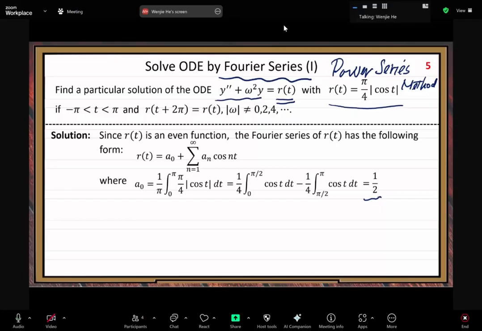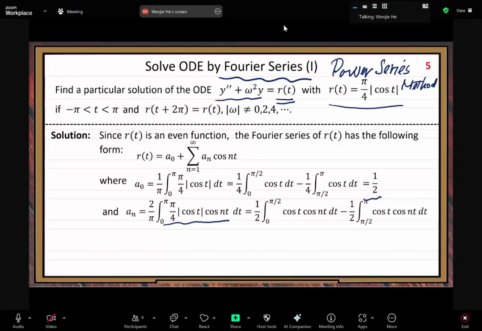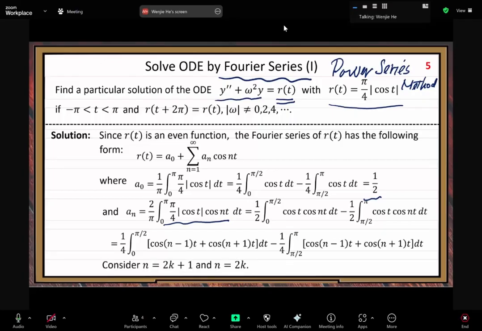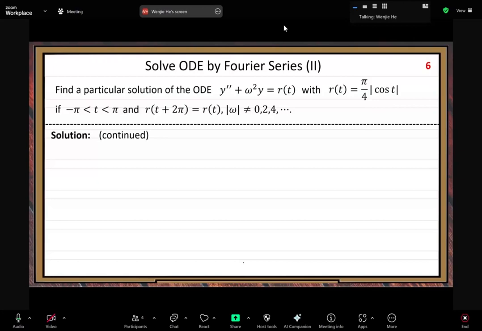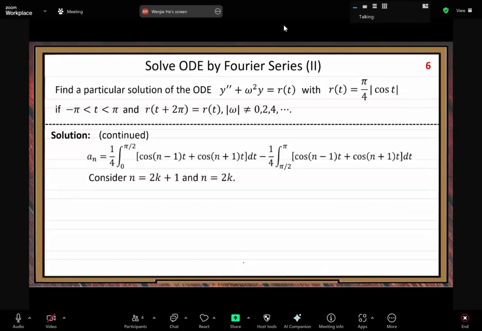Then for all the other A coefficients, we apply the formula here. On different intervals, because of the absolute value, the sign is different. So we do the calculation, and you can see the answer for even numbers and odd numbers. The representation is different. So here we want to see, for even function, odd function, what's that?